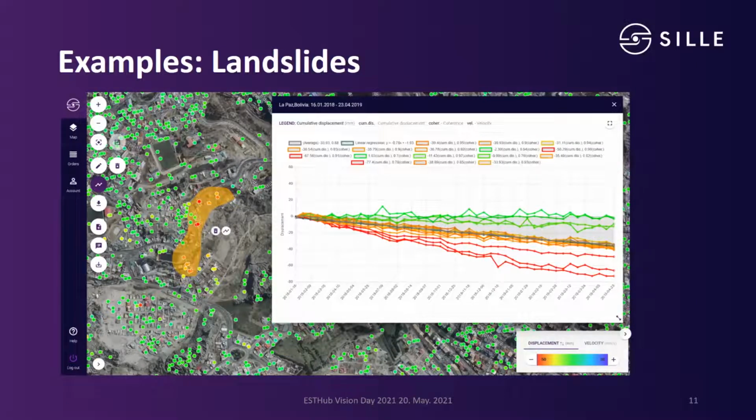One example is a landslide where the catastrophe is signaled before it comes. This is a landslide from Bolivia, the capital La Paz, where you can see clear movements in the landslide area before the catastrophe happened.